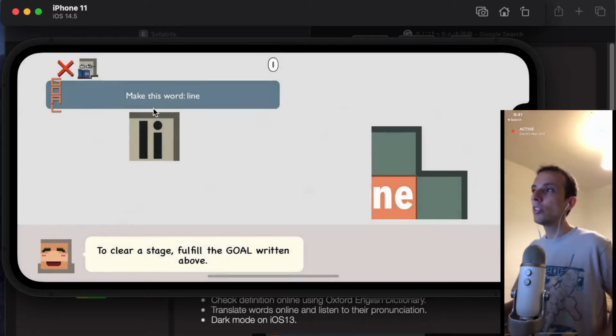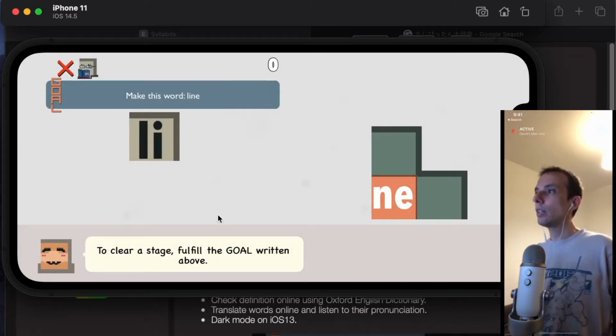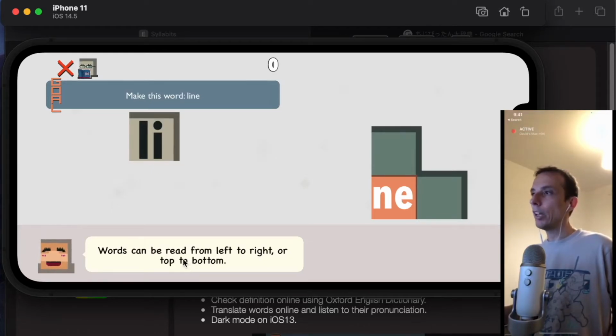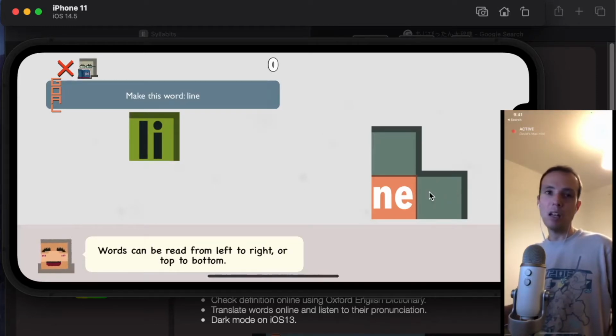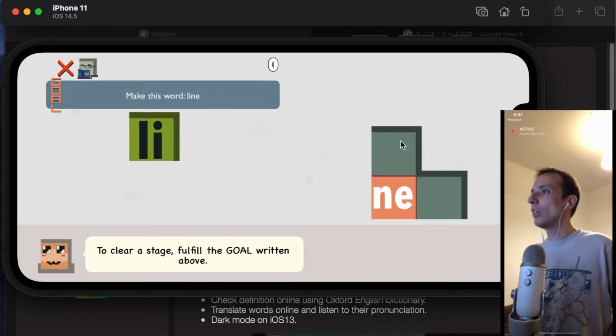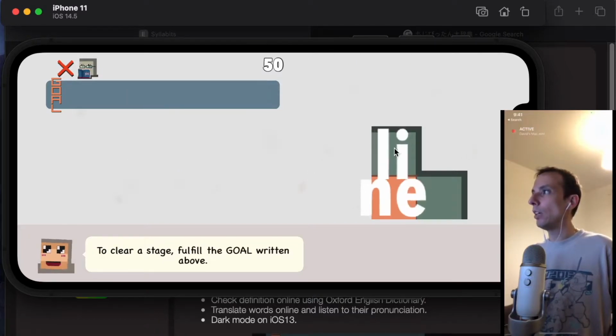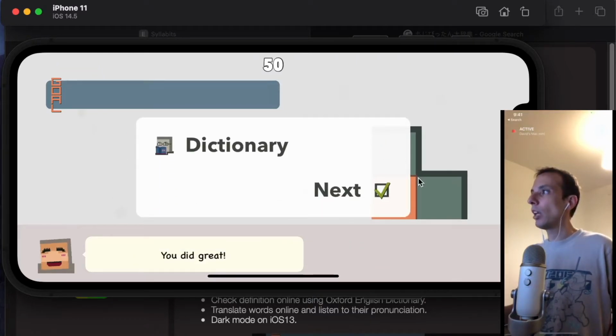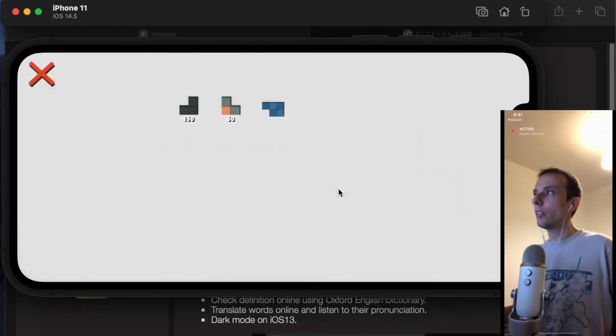The goal of the stage is written here. This guy is giving you hints or explaining what's going on. So you have to make the word line. So if I tap here and put it here, that doesn't work because Nelly is not a word. So easy, right? I just need to put Lee in here, the main line. Right. So let's go to the next stage.